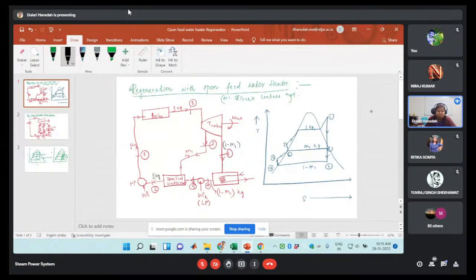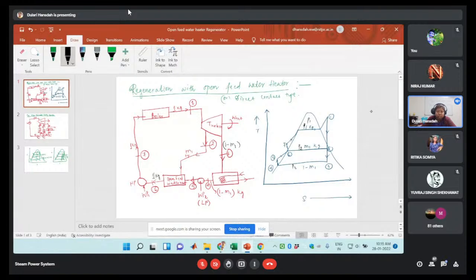That 1 minus m1 kg of condensate will be pumped to the feed water heater, at the intermediate pressure. Let us take that as the P2 pressure, here it is the P1 pressure, and in this case it is your P3 pressure. Got it? So it will be pumped to the P2 pressure. If you are observing, 1 to 2 is one expansion, and then we have the 2 to 3 expansion.